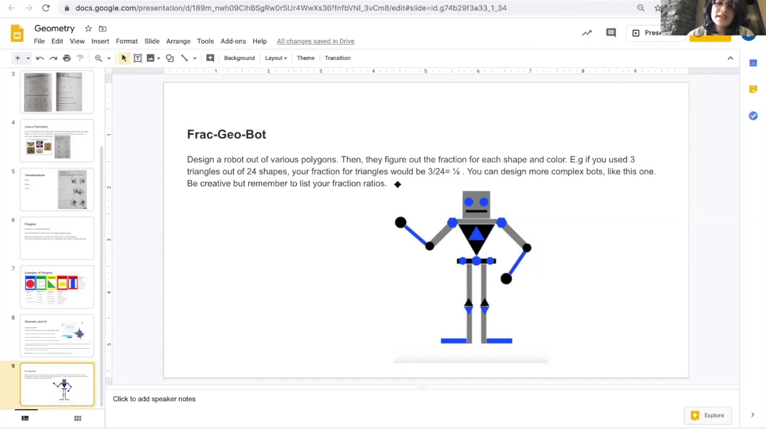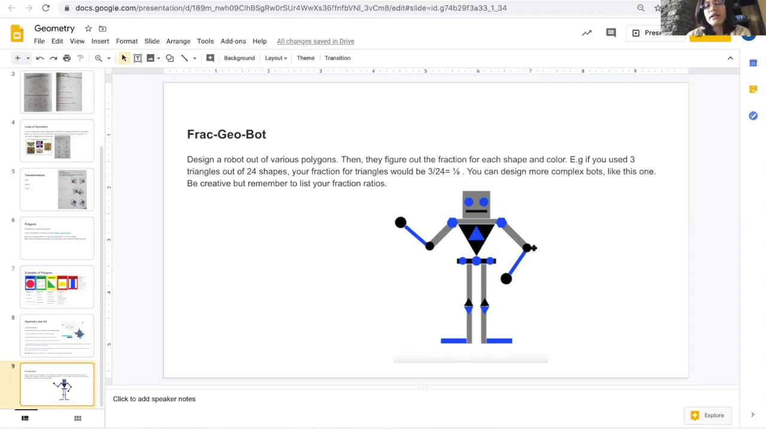But the way to make it a little bit more challenging is then you're going to tell me the fraction for each shape. So for example, if you use 3 triangles in your robot, but there are 24 shapes in total that you used, that means the fraction of triangles would be 3 out of 24. Or if I simplify that, that would be 1/8. So 1/8 of the whole GeoBot is made out of triangles.